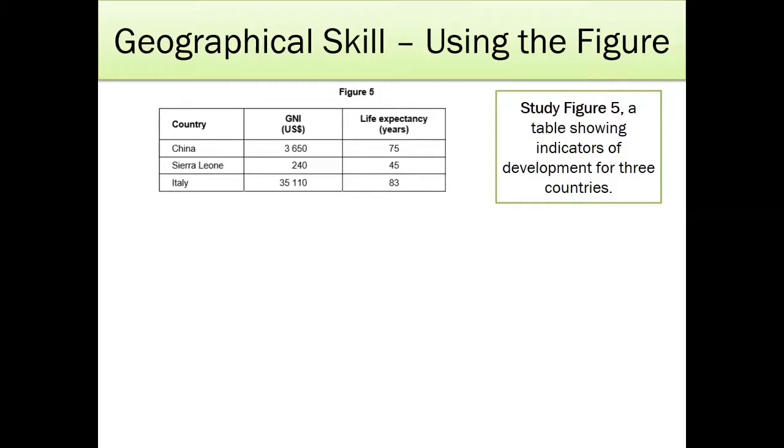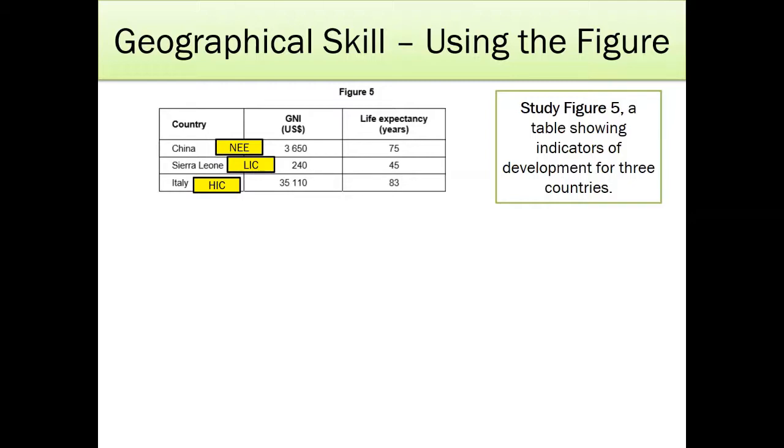Okay, so what we're going to do is look at the three countries first of all. We've got China, which is represented as an NEE. We've got Sierra Leone, which is an LIC, and then finally you've got Italy, which is a HIC. So that shows you there's three different levels of development, and we can tell this because of GNI. Remember, to be a HIC, you need to be earning more than $12,000 a year. To be an LIC, it's less than $1,000. And if you're an NEE, you're in between those two figures, so between $1,000 and $12,000.